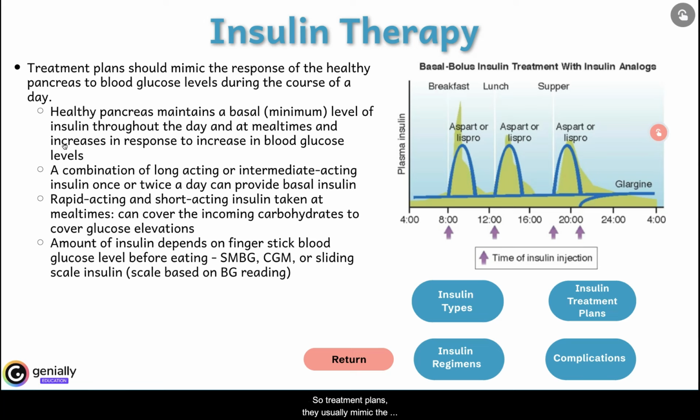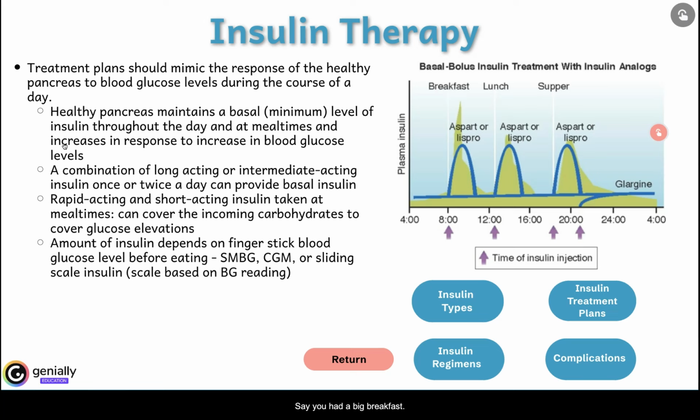So treatment plans usually mimic the response of a healthy pancreas to blood glucose levels during the course of a day. For example, take an average person who has no diabetes, a normal, healthy, functioning adult. Throughout the day, what happens? Say you wake up, had a coffee, and then had a big breakfast: pancakes, waffles loaded with syrup, whipped cream, strawberries, whatever you want to add to it.